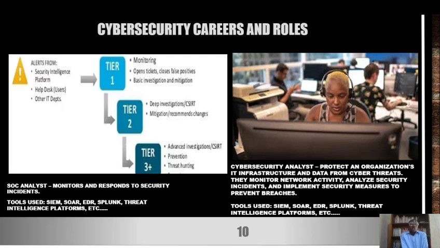And in today's session, we shall be looking at the various roles in cybersecurity and their responsibilities.